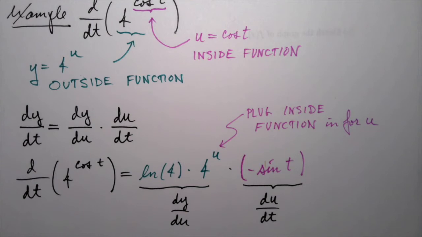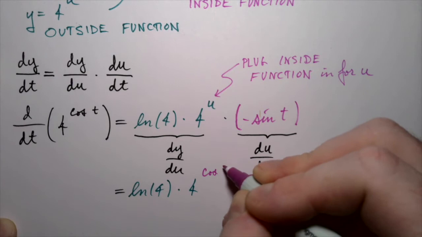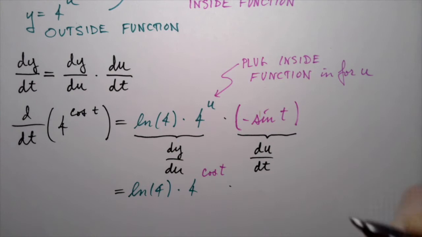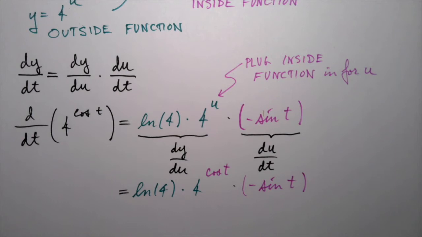When we do that, we get natural log of 4 times 4 raised to the power u, but we're plugging in u equals cosine of t. That inside function is just itself. It is the variable u, but expressed in terms of t. And then again, we're multiplying by the derivative of the inside function, which is minus sine of t. There you go. All right, now we're done.